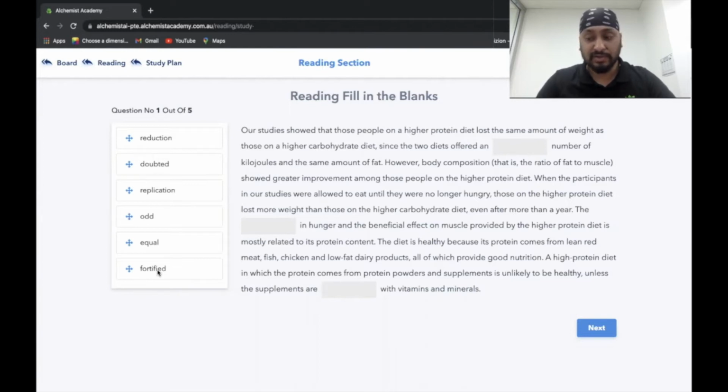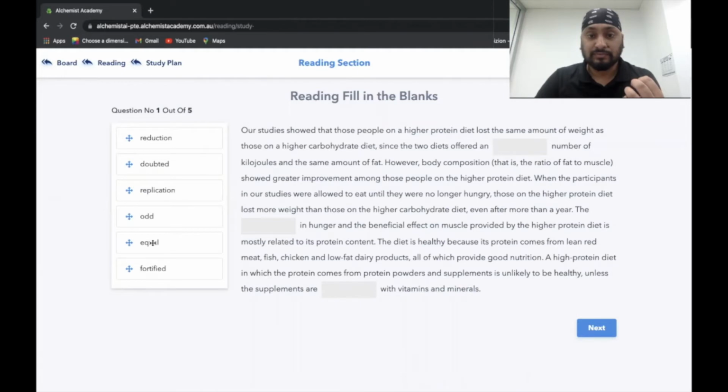It says over here that our study showed that those people on a higher protein diet lost the same amount of weight as those on a higher carbohydrate diet, since the two diets offered an dash number of kilojoules. After the word "and," what do you need? Most likely it should be an adjective. But in this case, you already have a noun, so this will also be an adjective. Okay, we have odd and we have equal.